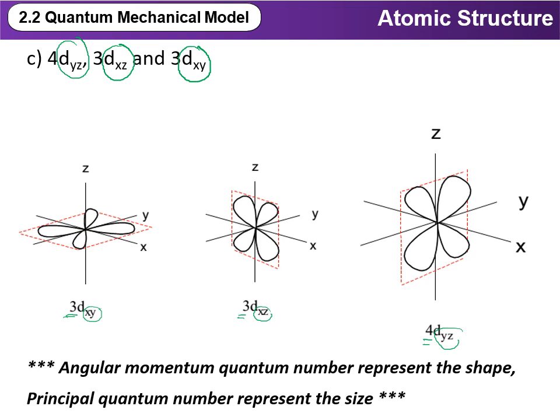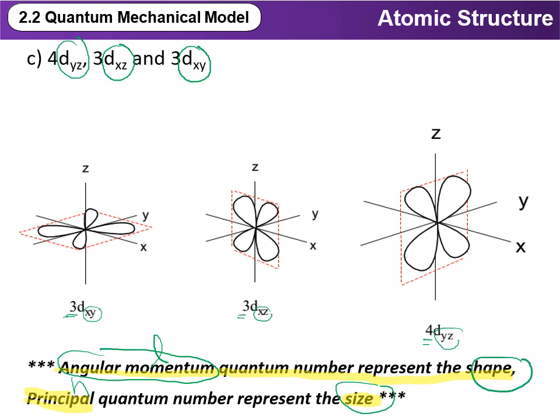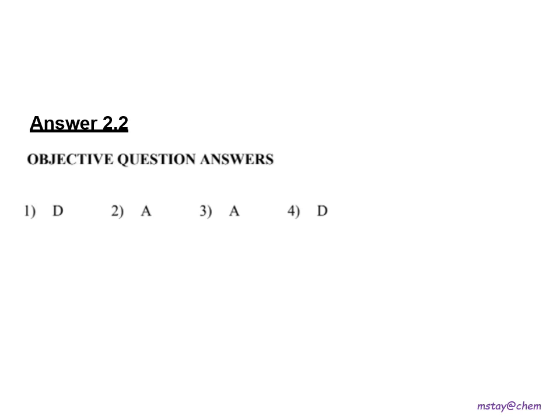Next thing we need to highlight here is that the angular momentum quantum number represents the shape, while the principal quantum number, the n value, represents the size. The n value represents the size, and the l value, the angular momentum quantum number, represents the shape. So this is the answer for tutorial question 2.2 objective. That's all for 2.2.